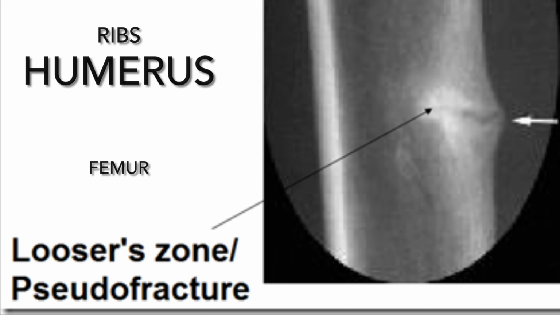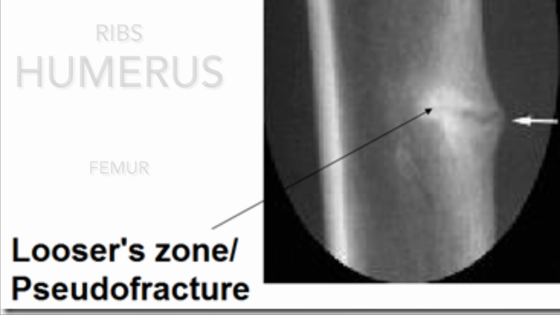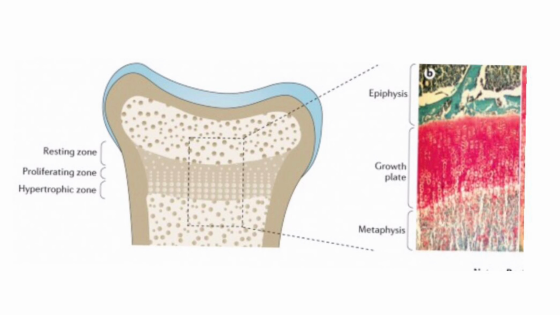The X-rays may show radiolucent zones occurring at the sites of stress. They are called Looser zones or pseudofractures. Common sites for Looser zones or pseudofractures are humerus, femur, ribs, scapula, and pubic rami. In children, the disease affects both cartilaginous and membranous bones. It is the growth disc which is mainly affected.